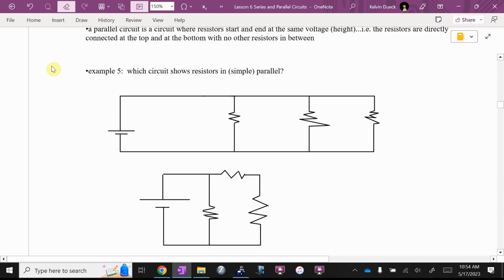Which of these two are in simple parallel? Top one or bottom one, Taya?